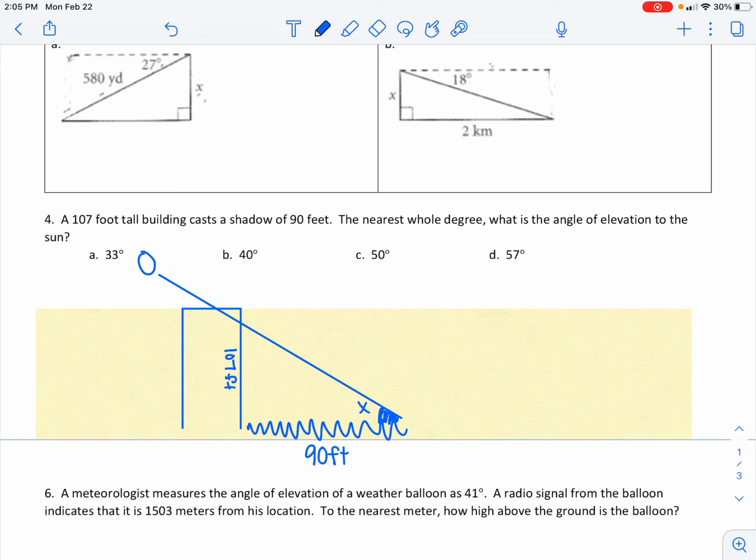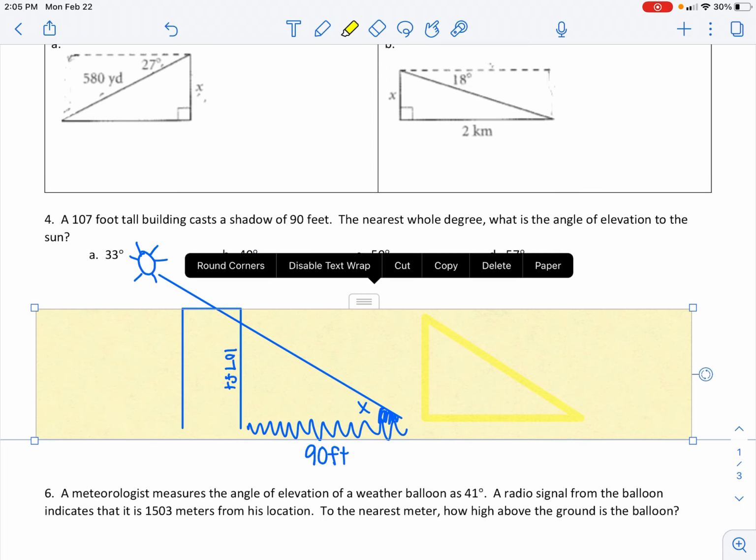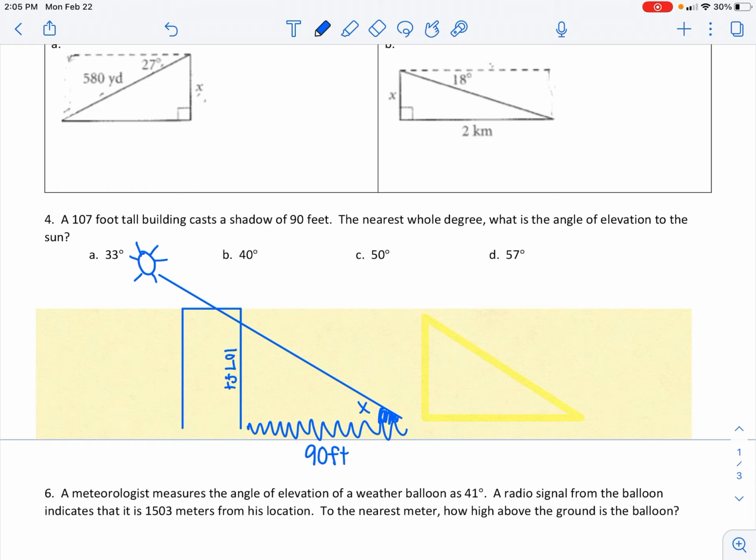So what I like to do personally is I like to kind of pull out that triangle that I've created. And that triangle I'm talking about is this triangle here. So I like to pull that triangle out. And I'm going to go ahead and label that triangle. So I have 107, I have 90, and I have x. Okay, and I have that 90-degree triangle. So if I'm looking at this, I'm going to be using trig in order to find that missing angle measurement.